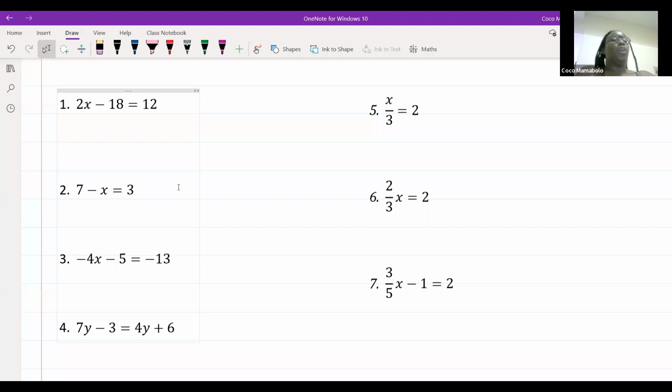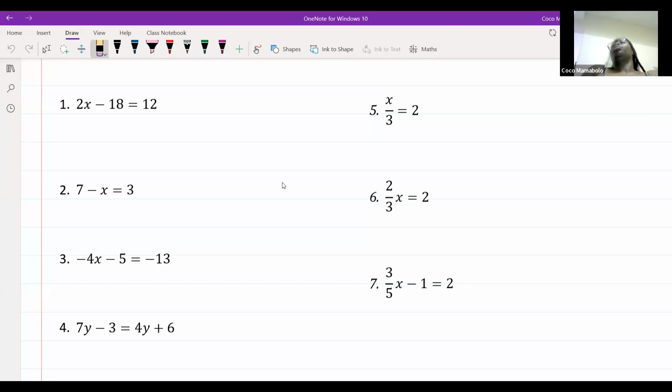All right, so remember, guys, we can do this many different ways. I know a lot of you have been taught to take things over the equal sign. So if I had to take negative 18 over the equal sign, it would become plus 18. If you've been taught to do that, you're not wrong at all. Ketiwe is still on number 4. Keep going, Ketiwe.